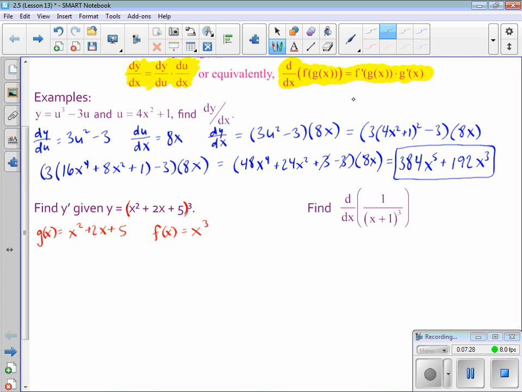So now what I want to do is take the derivative of my f and take the derivative of my g. So let's try to find f prime of x. What's f prime of x? 3x squared. And what is g prime of x? 2x plus 2. Is everyone okay with that?